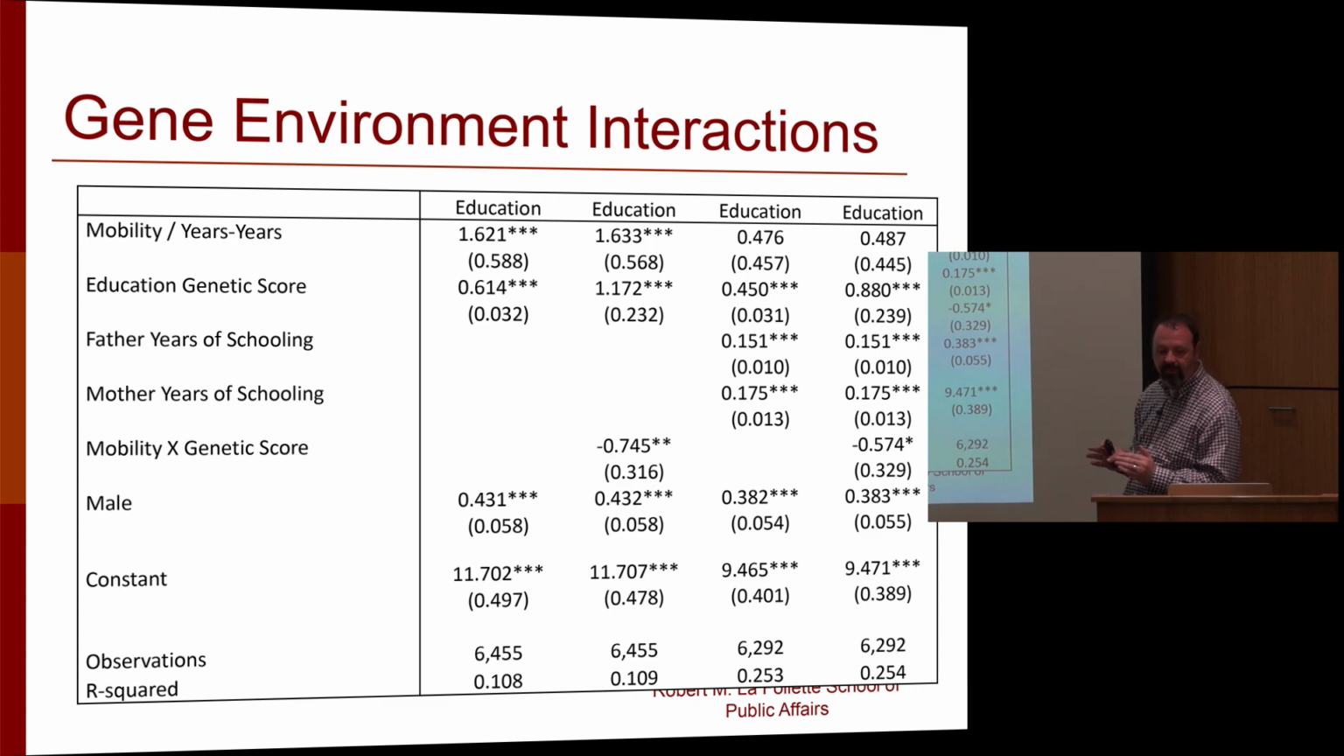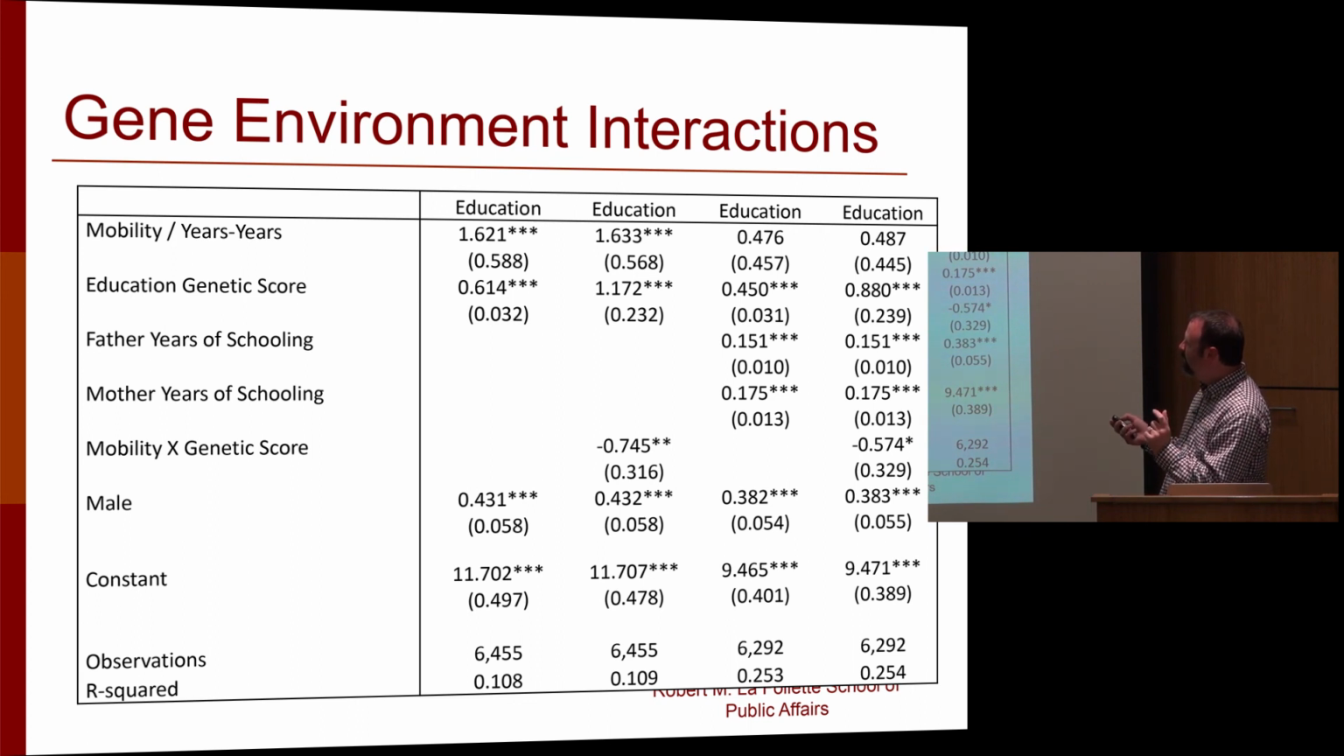So the main finding, and there are several ways of saying the same thing, is that the genetic score is less predictive in states with high educational mobility. So okay, I'll stop there. Questions about that or other interpretations? So I'm not sure.